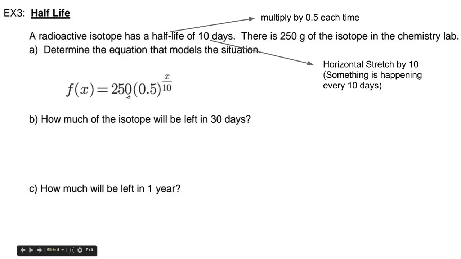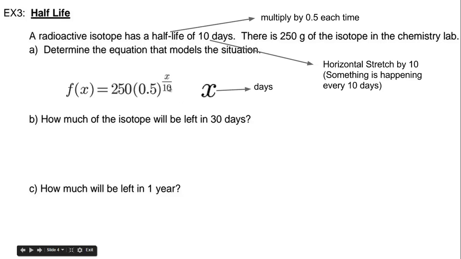So we're going to start with 250, and we're multiplying by 0.5 every 10 days. And the way we do that, if we want to let x represent the number of days, is we have to incorporate that horizontal stretch. The horizontal stretch is to do 1/10 in the exponent, or take x divided by 10.